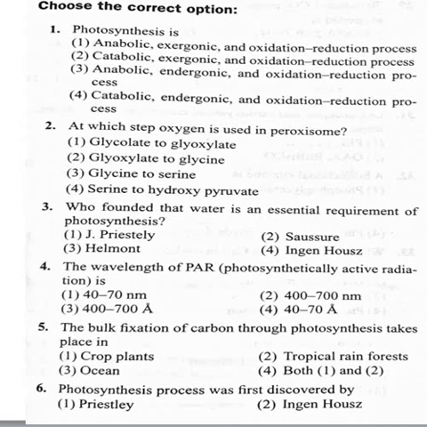Now coming to the second bit, at which step oxygen is used in peroxisomes? So this is the bit which is related to photorespiration. So first option, glycolate to glyoxylate, glyoxylate to glycine. Third option, glycine to serine, serine to hydroxypyruvate is the fourth option. These are the four options that they have given here.